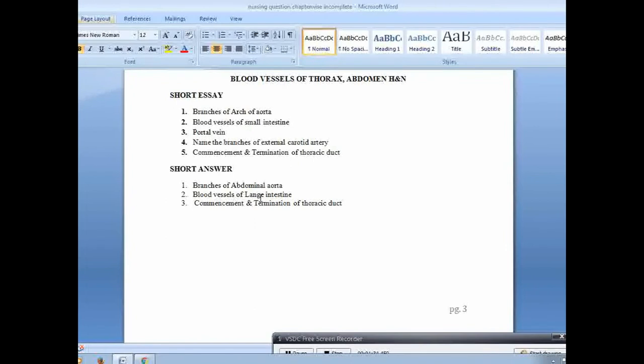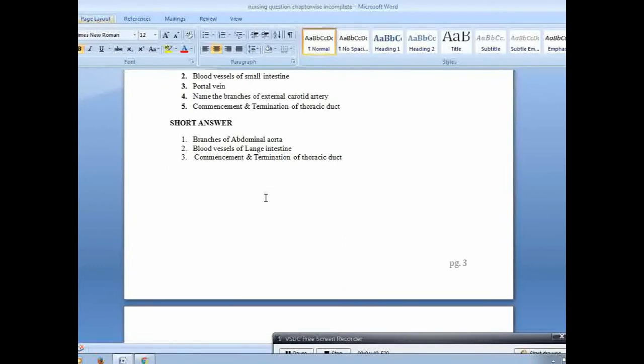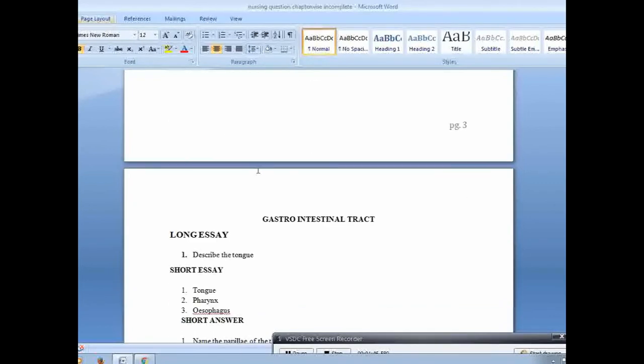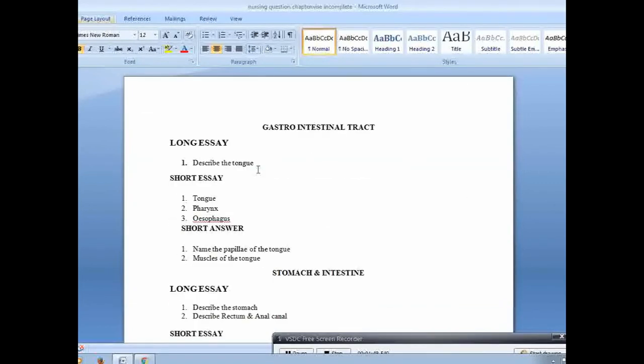Blood vessels of large intestine. It is large intestine, so the branches of inferior mesenteric artery mainly supply it, right, and also the superior mesenteric artery. Different branches. Commencement and termination of thoracic duct. This is a repeated one. Gastrointestinal tract.